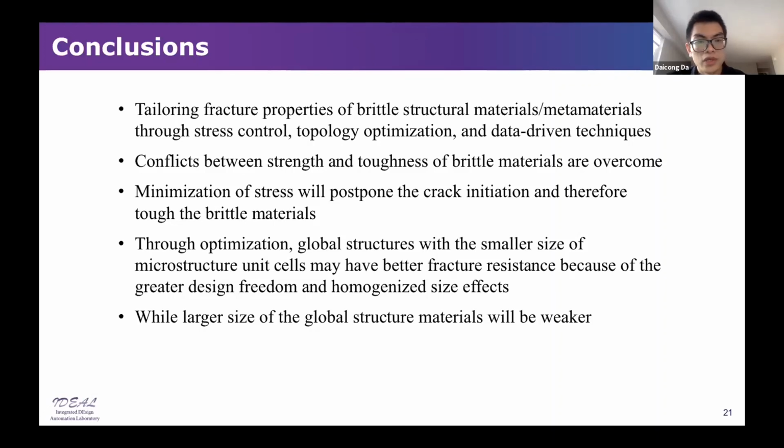And also through the optimization of the global structure with the smaller size of the microstructure, we have better fracture resistance because of the greater design freedom and also the homogenized size effect, which assumes scale separation. And also with the larger size of the global structure, the material will be weaker.